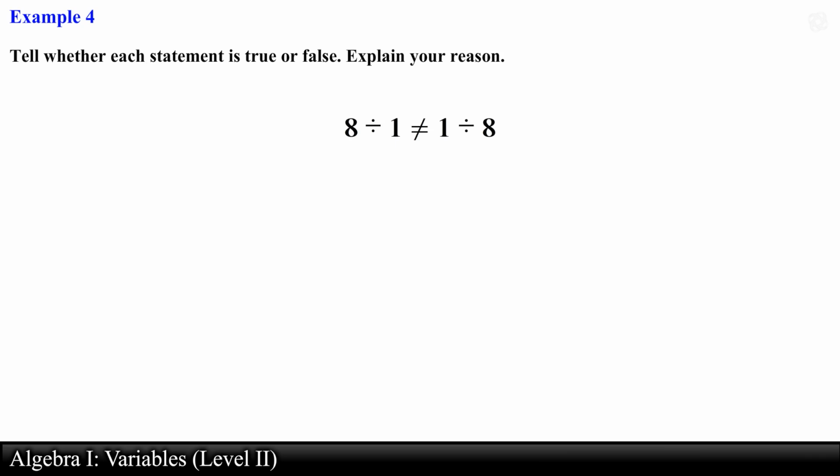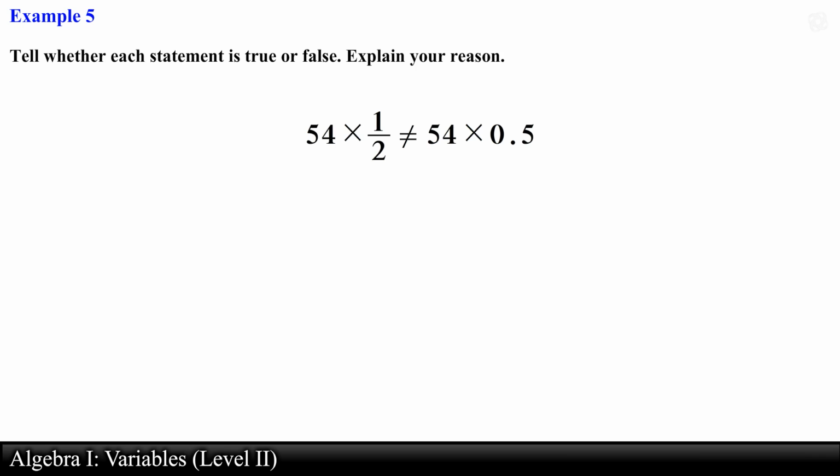Alright, let's try the next statement. 8 divided by 1 does not equal 1 divided by 8. Like always, we need to simplify each side of the expression. The left-hand side simplifies to 8, and the right-hand side simplifies to 1 over 8. So the statement simplifies to 8 does not equal 1 over 8. And this is once again true. 8 does not equal 1/8.